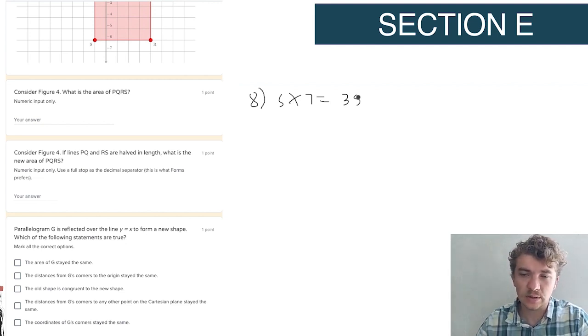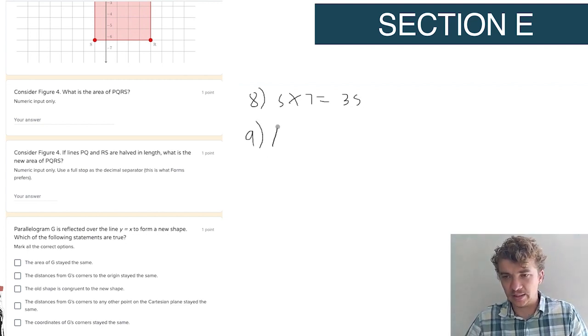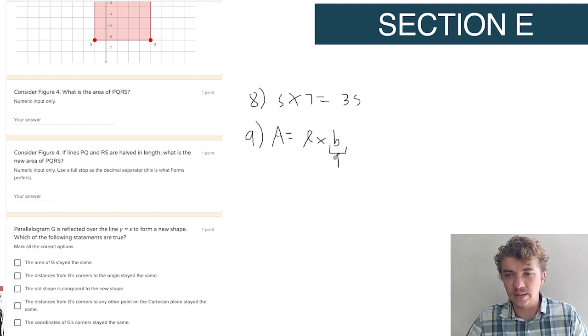So if these two are halved, you can either count the new squares or you can just think about what it means if the one dimension is halved. So I'm just going to think of it algebraically. You could count it as well, but algebraically we know the area of a rectangle is length times breadth, and therefore if B is turned into half B, then it means that A goes to A over 2, or a half A.